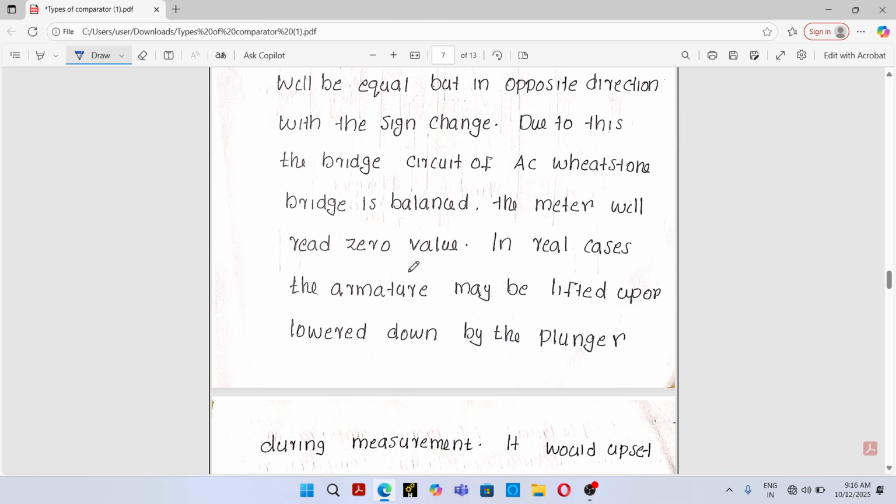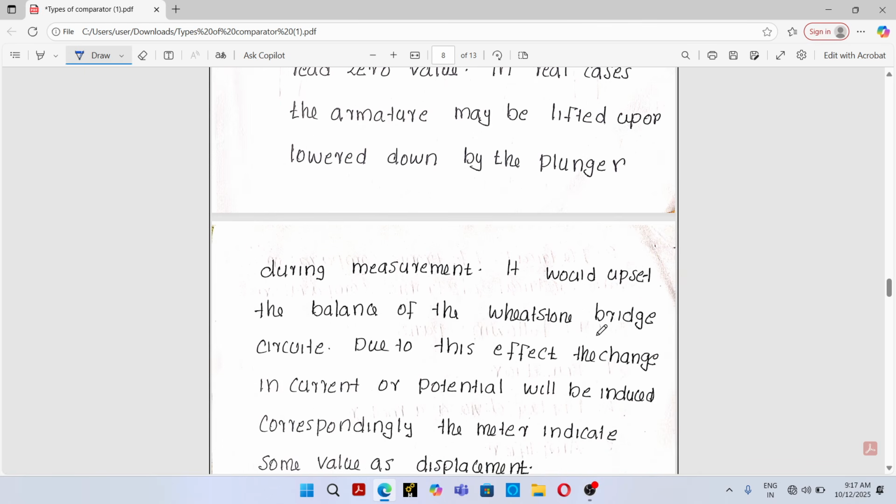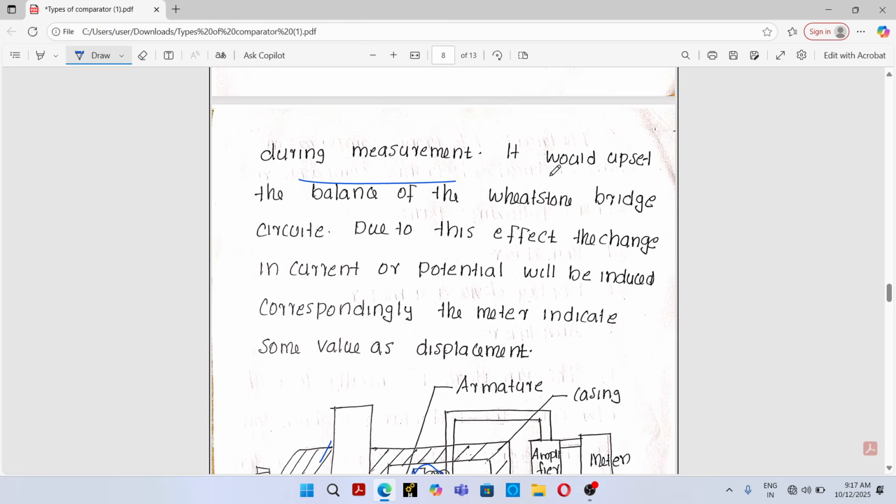In real cases, the armature may be lifted up or lowered down by the plunger during measurement. It would upset the balance of the Wheatstone bridge circuit. Due to this effect, the change in current or potential will be induced. Correspondingly, the meter indicates some value as displacement.